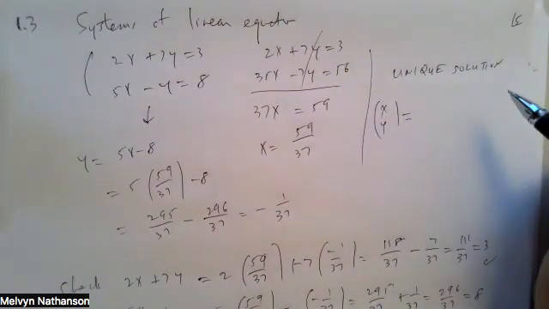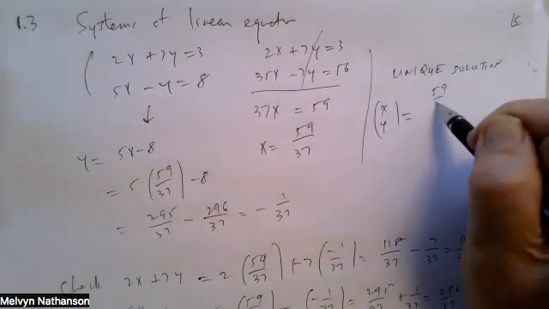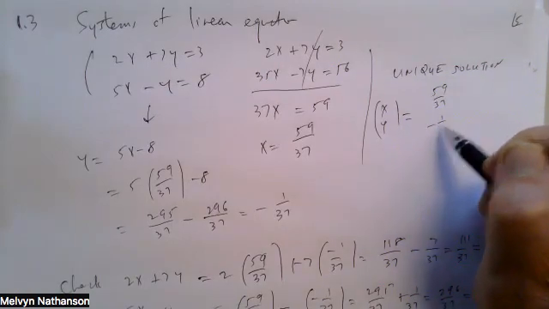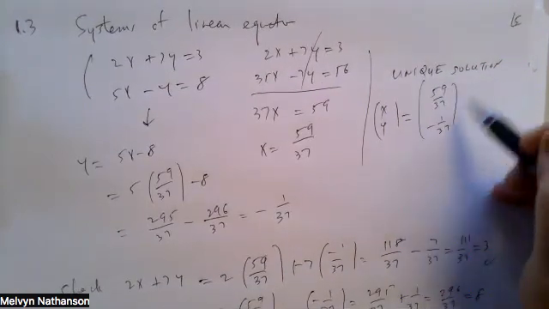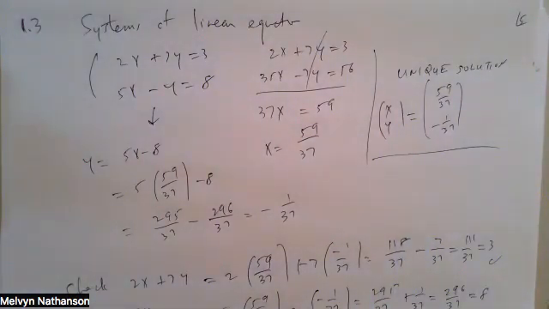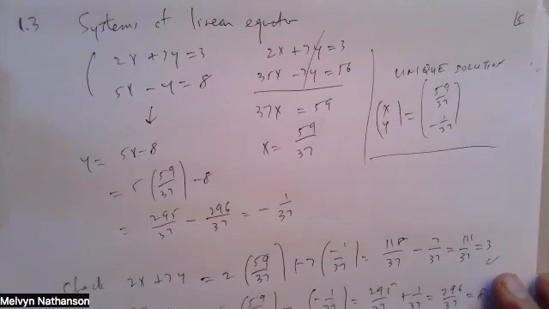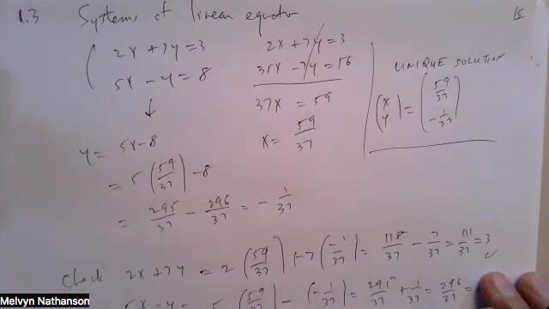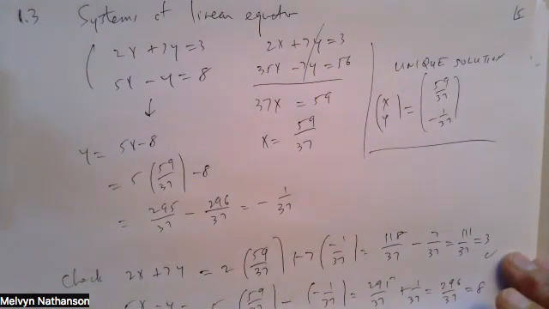So this system of equations has the unique solution (x, y) equals (59 over 37, minus 1 over 37). All right, so if you haven't solved systems of equations by hand in a long time, you'll certainly get a lot of practice in linear algebra. All right. Any questions up to this point?